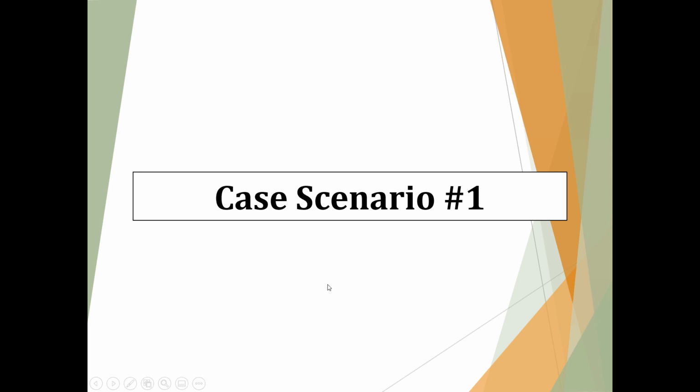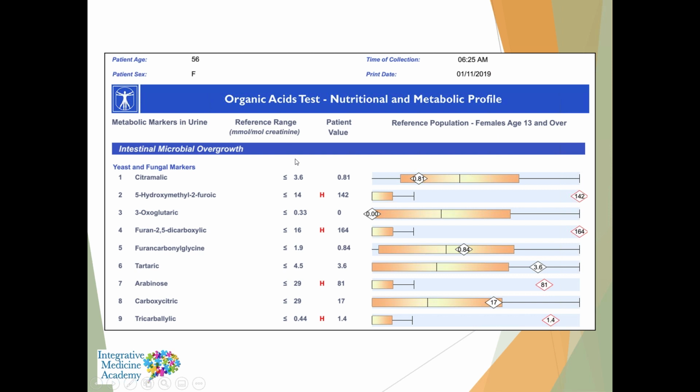So let's go through a case scenario here. We have 3 different cases to go through, with some different things to look at. This is a 56-year-old female with typical gut issues, fatigue, headaches, and brain fog. This was a little bit older organic acid test.